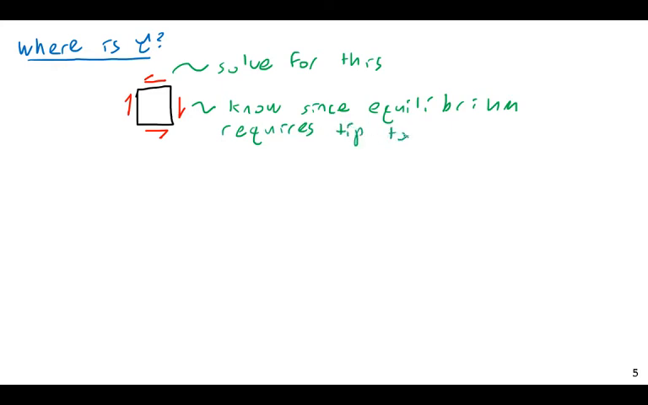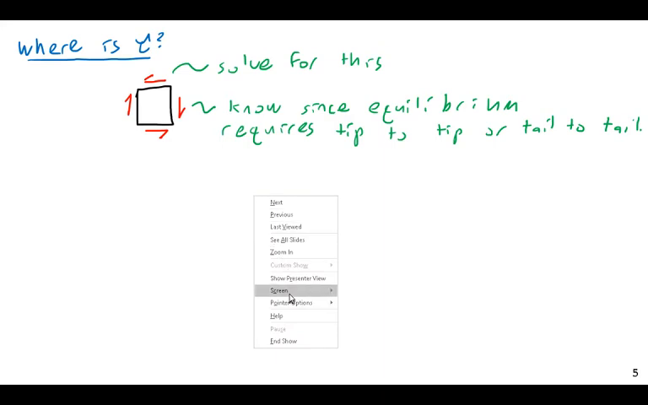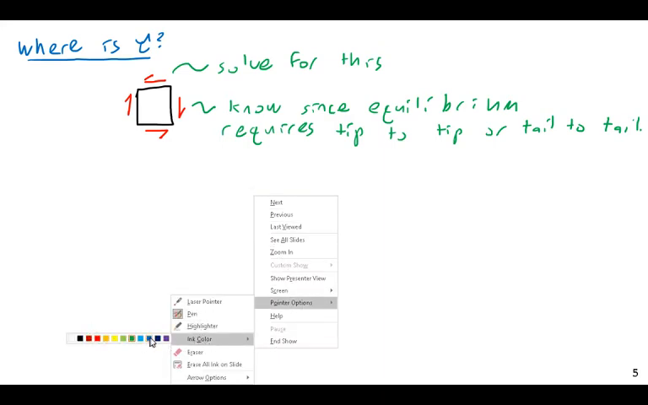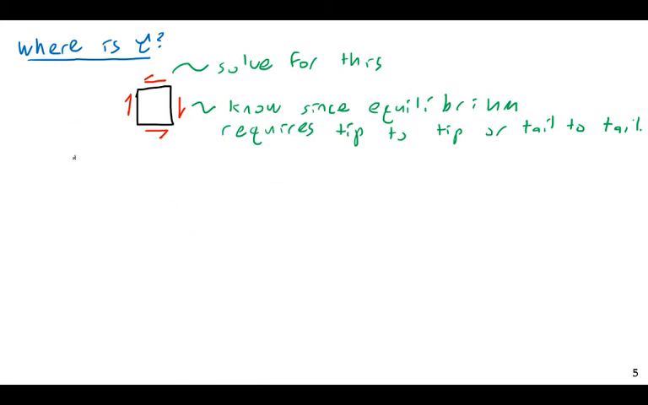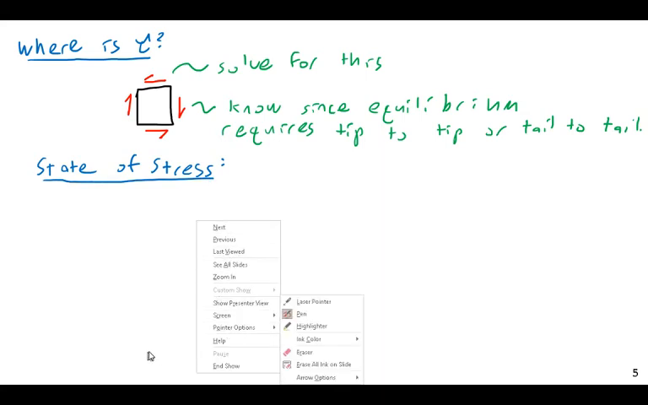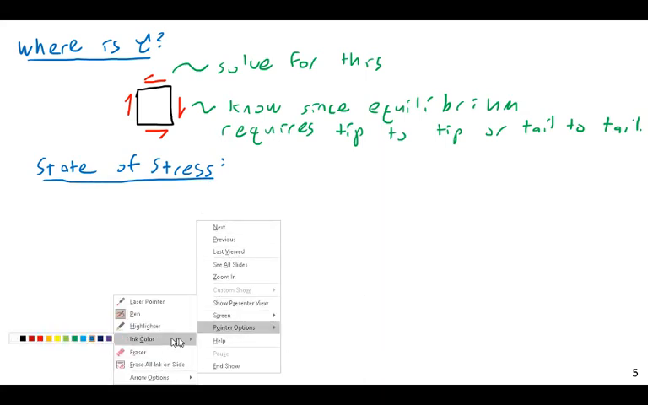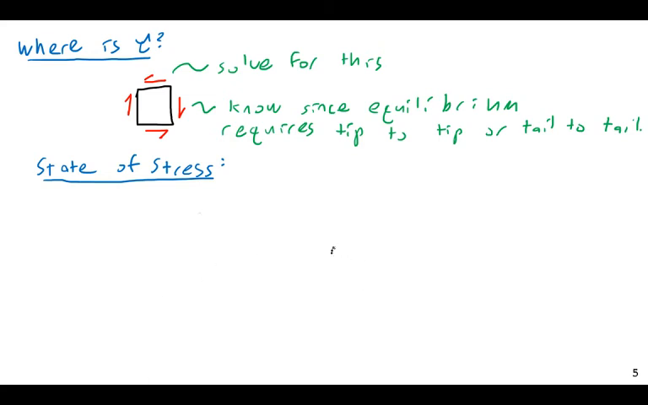Tip to tip or tail to tail. Okay. And so the overall state of stress for this bending shear stress will be like this. And you can do more circle on these if you wish. The state of stress on this is going to be like this. Let me draw a stress block. And then I want to work through a quick example of this.